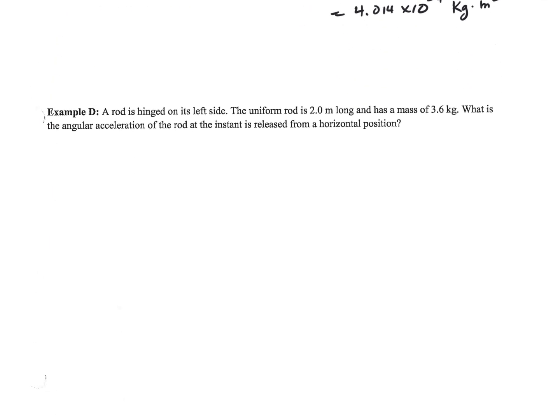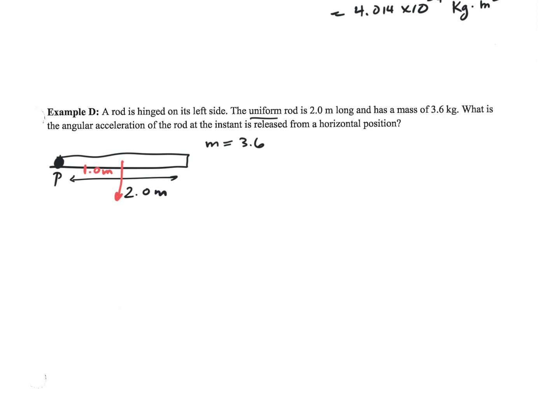All right, rod hinged on the left side. A uniform rod is 2 meters long, hinged on the left side here, so this is my pivot. It has a mass of 3.6 kilograms. What's the angular acceleration of the rod at the instant it's released? Well, if this is a uniform rod, which it is, then the mass is acting at the 1.0 meter mark as a torque.